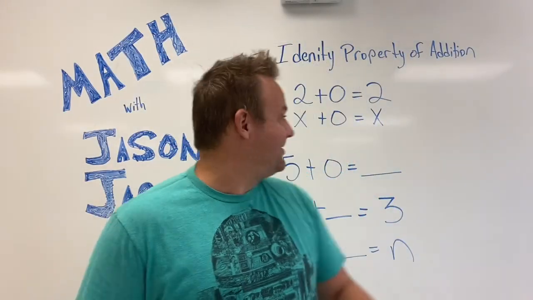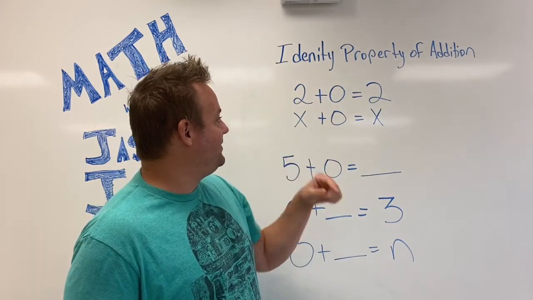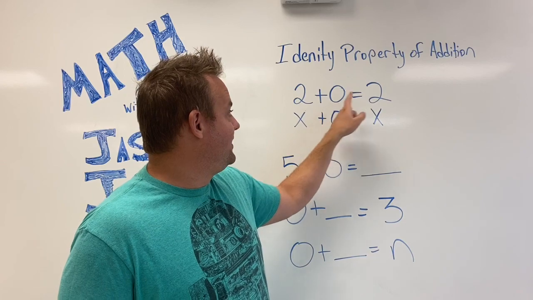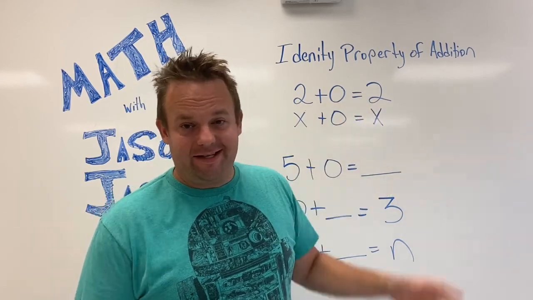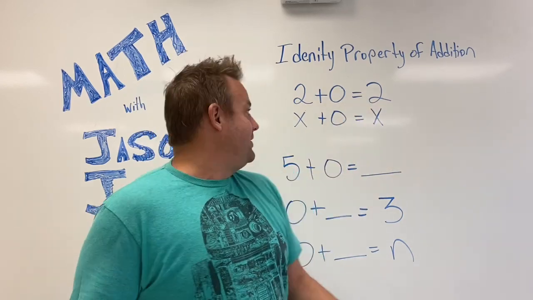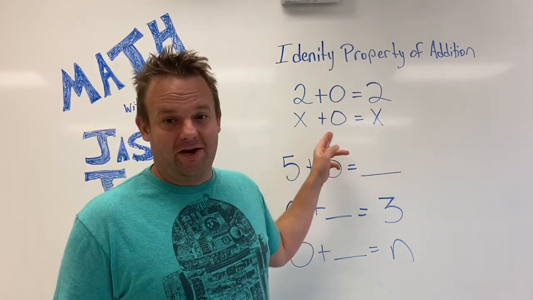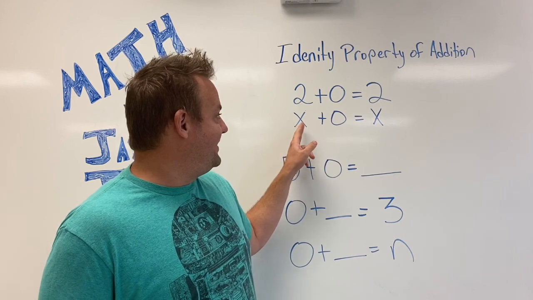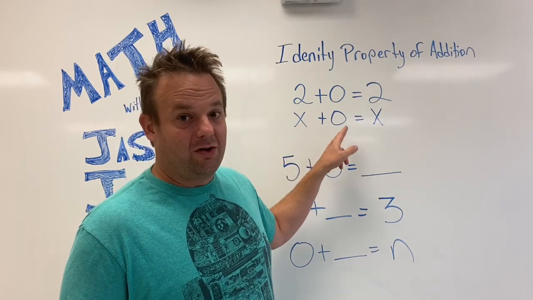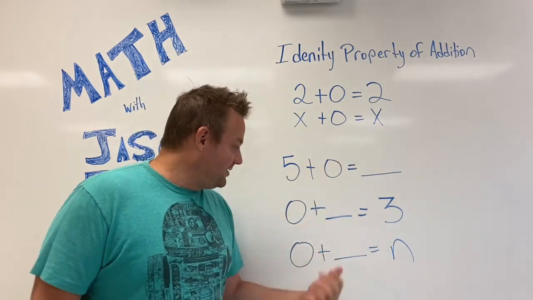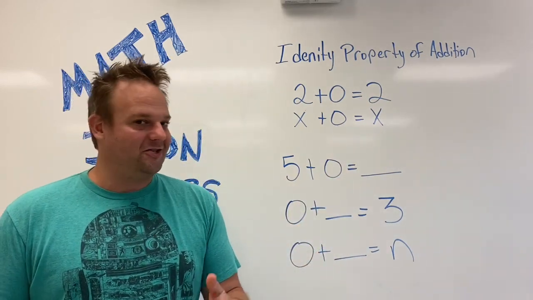Well, we're going to get done with this one real quick. The identity property of addition says any number, let's say 2, plus 0 is 2. Notice when you add 0, it does not change the identity of the number. For example, x plus 0 is x. X is an unknown, it's a variable, and any number, let's say x plus 0, the identity doesn't change, it becomes x. So let's do these 3, see if you can get these.